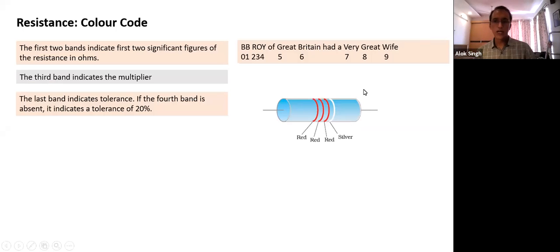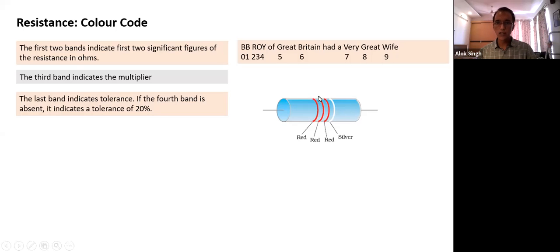We start reading the bands from the right-hand corner. So when we see from the right-hand side, what does the first band indicate? The first band will be either no band here, or it will be silver or gold. So the rightmost band indicates tolerance. The last band indicates tolerance. If that last band is neither silver nor gold, it indicates absence of a tolerance band, which indicates tolerance to be 20%.